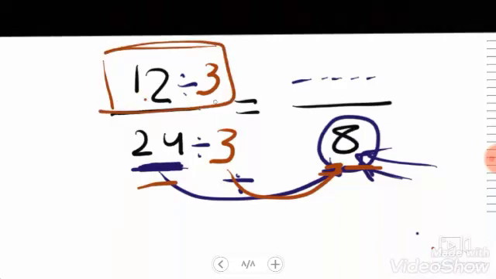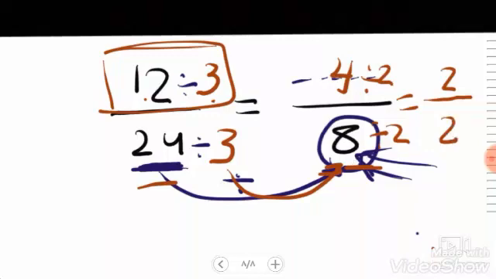So 12 divided by 3. What multiplies by 3 gives me 12? It will be 4. So as you can see, I can make another fraction or equivalent fraction, another one. 4 and 8 are in the same table. They have a common factor, which is 2, divided by 2. 4 divided by 2 equals 2, and 8 divided by 2 equals 2.